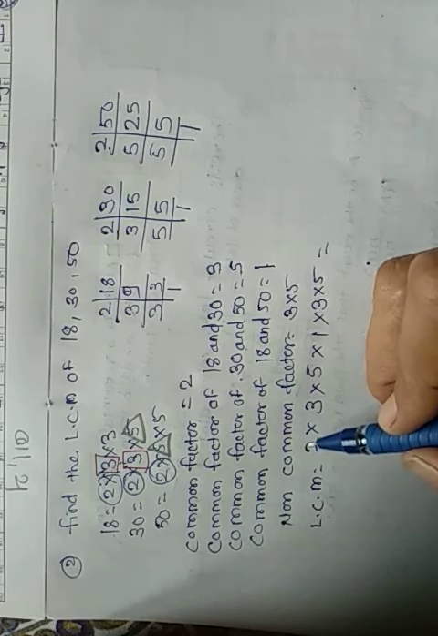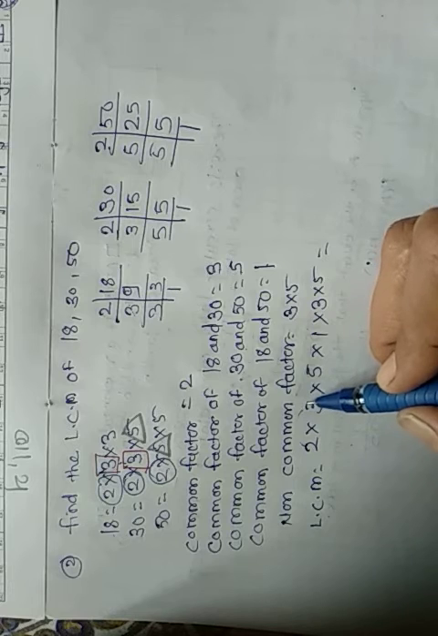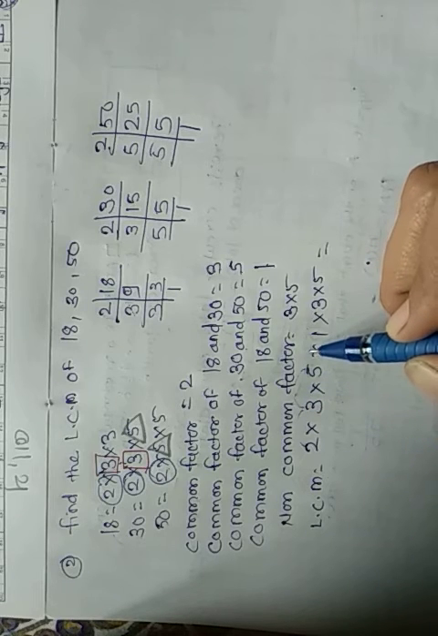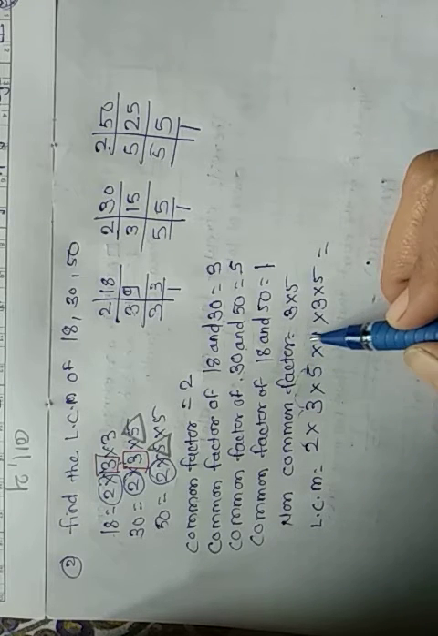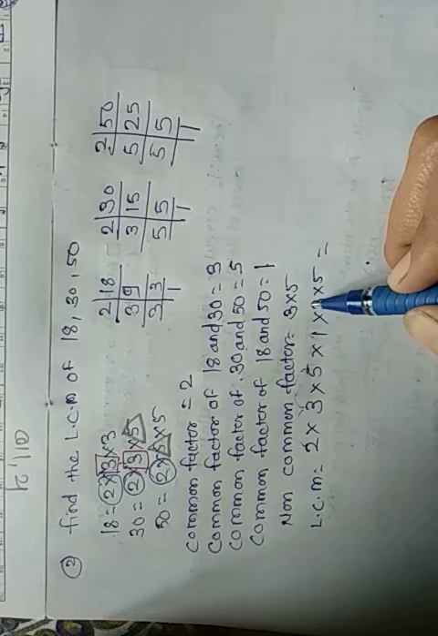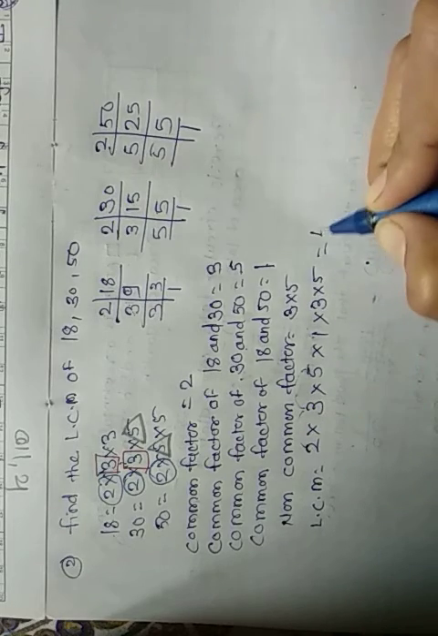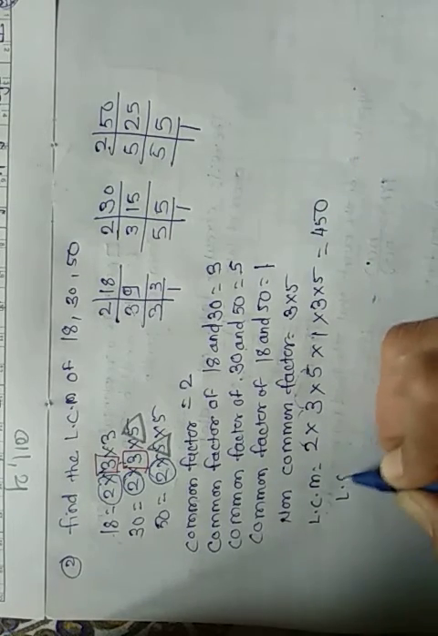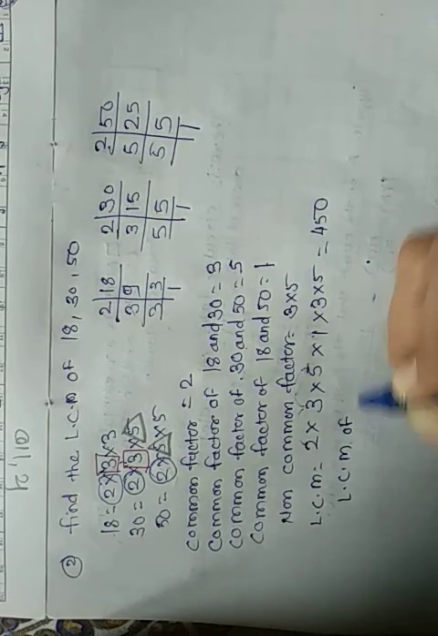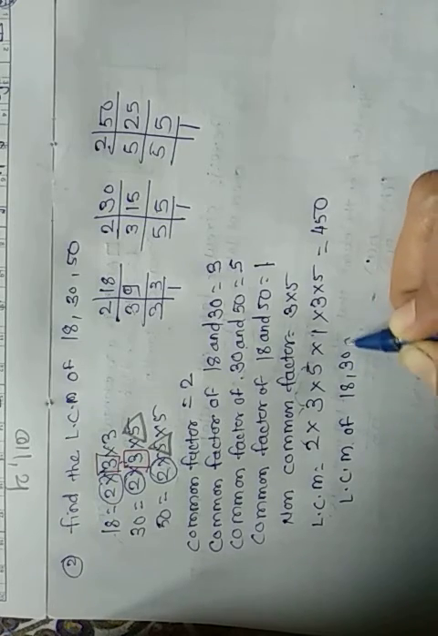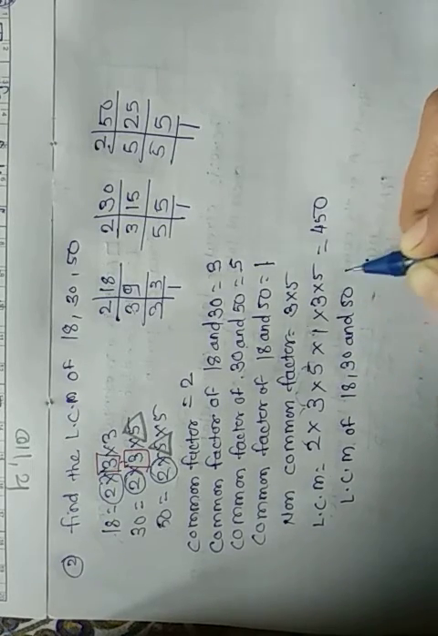Now the product is: 2 threes are 6, 6 fives are 30, 30 ones are 30, 30 threes are 90 and 90 fives are 450. This is the LCM of 18, 30 and 50.